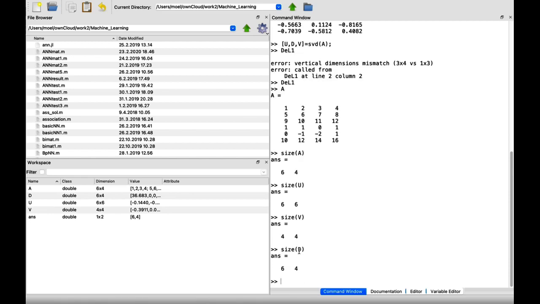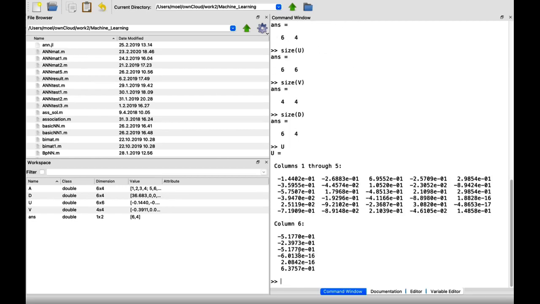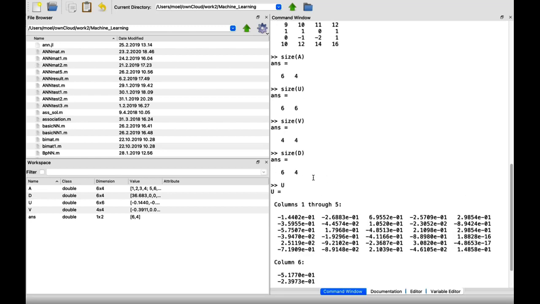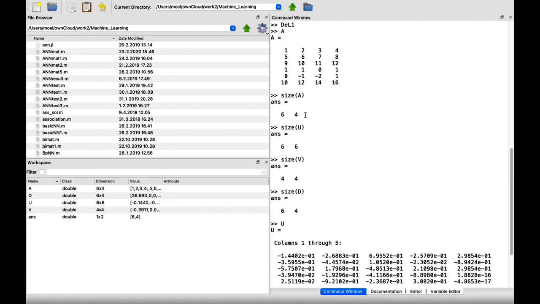Now if we look at the matrix U, this is the matrix U, as you can see. This is the first column. They are called eigenvectors. So we have the first eigenvector, the second eigenvector, the third eigenvector, up to the sixth eigenvector. What do you think about the matrix D? The matrix D is 6 by 4, and the original matrix A is also 6 by 4.